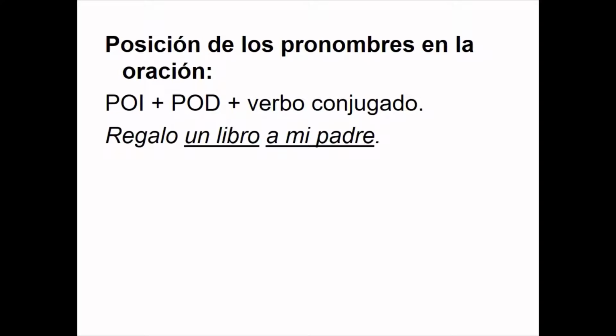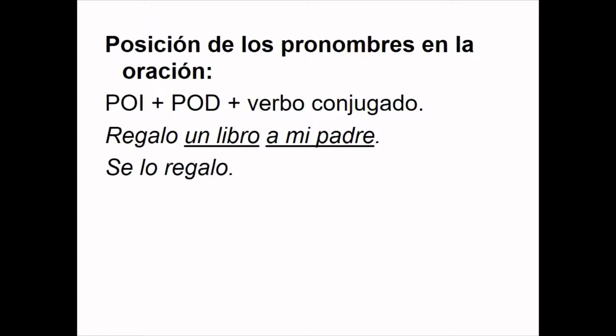Regalo un libro a mi padre. Regalo is the verb in the present tense. The subject is yo and is included in the verb conjugation. Un libro is direct object. ¿Qué regalo? Un libro. A mi padre is indirect object. ¿A quién regalo un libro? A mi padre.